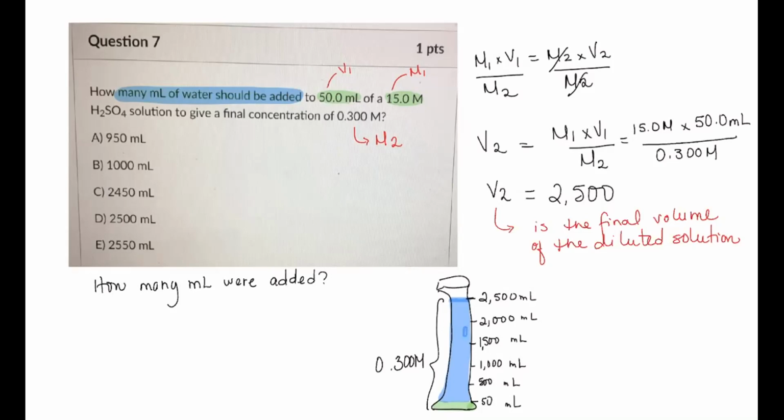So if the question asks in a future exam, or as you can see, question 7 in your quiz, how many milliliters of water should be added, for this type of question, you're going to do V2 minus V1. So the answer of 2,450 that was placed on the chat comes from the idea that V2 is 2,500. And when I subtract V1, which is 50 milliliters, the answer is 2,450 milliliters.